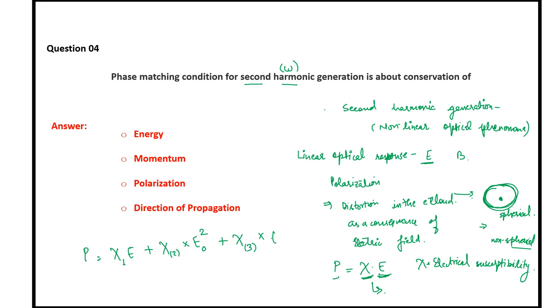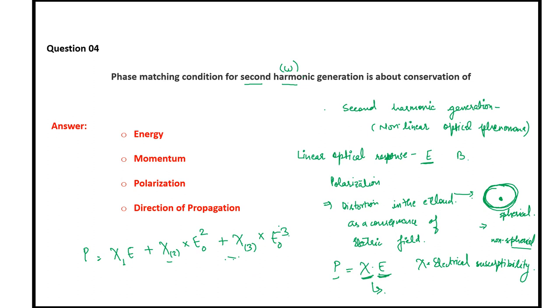Okay, this is something which is new to us. And the second thing we want to say is, what are this chi 2 and chi 3? This is called the polarizability, the electrical susceptibility. The other things, these are called the second order and third order susceptibilities.